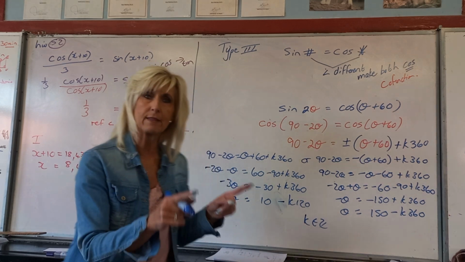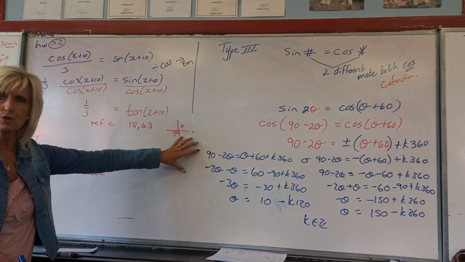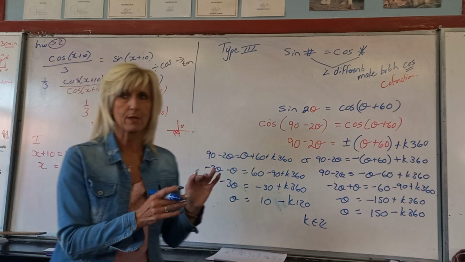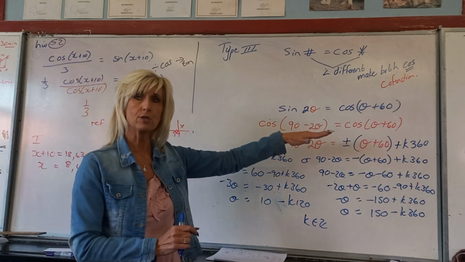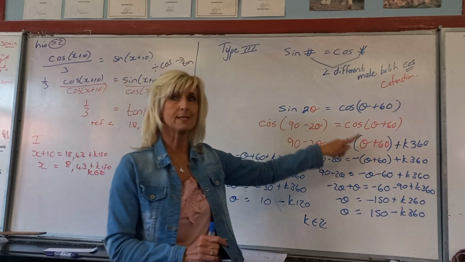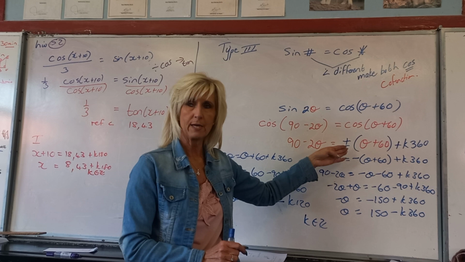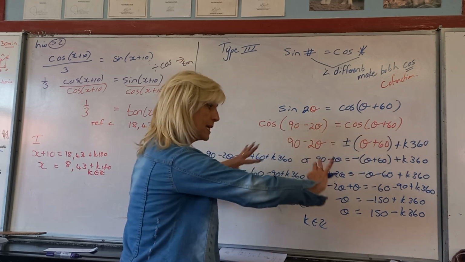But I never in this type ever got to do a reference angle, choose your quadrants, and then go on to the answers. It's always the same thing. So when the angles are not the same, you make them both cos, make a logical deduction. But then the blue stuff gets added in there, the plus minus and the K 360. Then you always have your two answers.